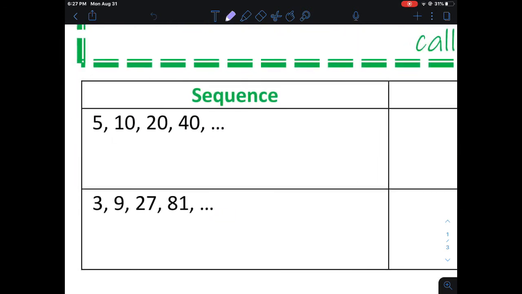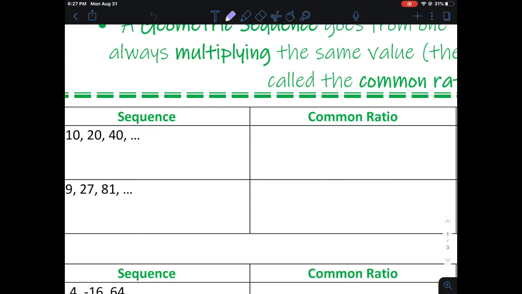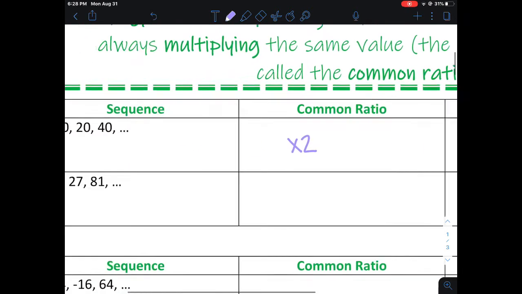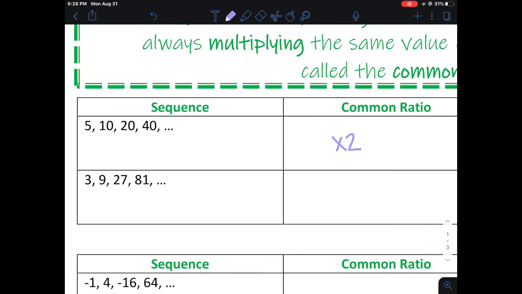Okay, so for this first sequence, 5, 10, 20, 40. What do I multiply to get to the next number? So 5 times what is 10? 10 times what is 20? 20 times what is 40? Hopefully by me going through that, you're like, I know this. And it's multiply by 2. And my next term will be 80, 2 times 40.